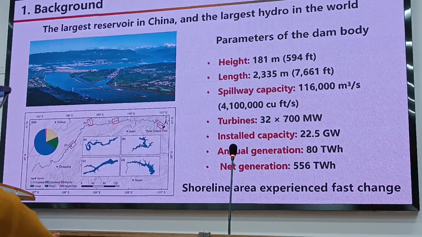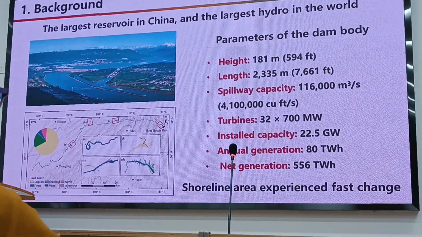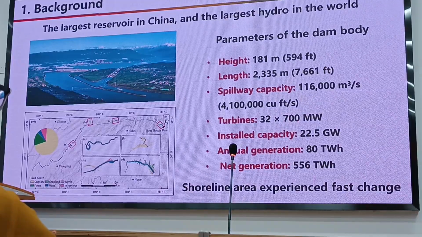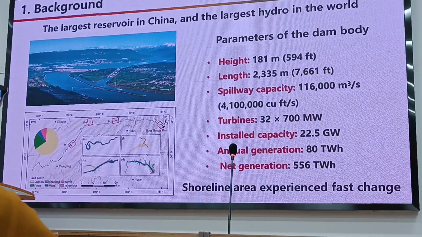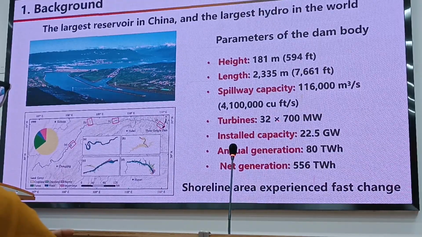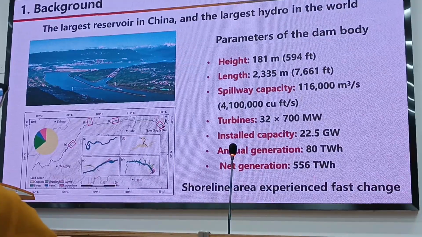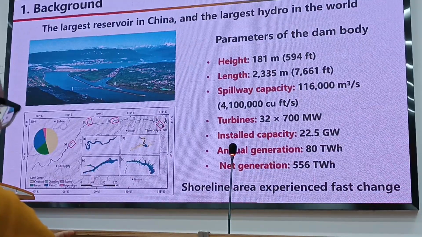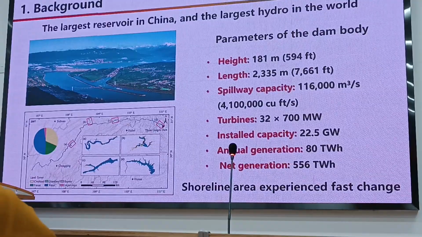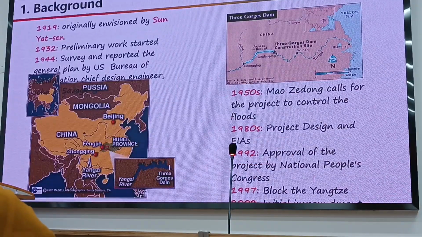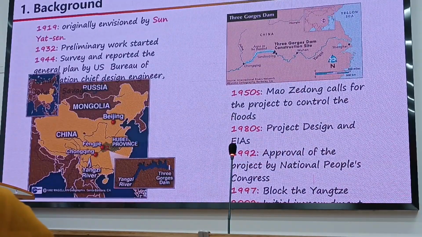We have the turbines, 32 turbines. Each turbine is 700 megawatts. And I have a photo of the turbines, the power station there.